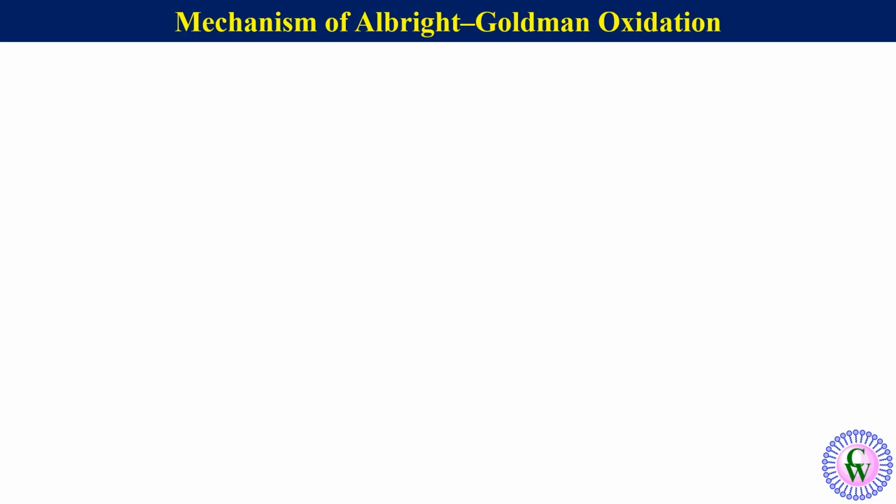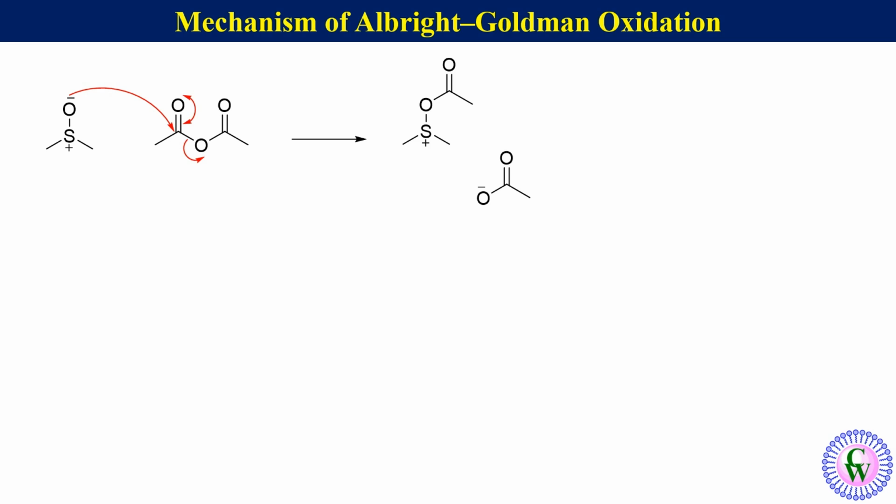Mechanism of Albright-Goldman oxidation. DMSO has nucleophilic oxygen and acetic anhydride has electrophilic carbon. Attack of DMSO oxygen on electrophilic carbon of acetic anhydride followed by elimination of acetate ion gives acetoxy dimethylsulfonium acetate, which is the active species in this reaction.